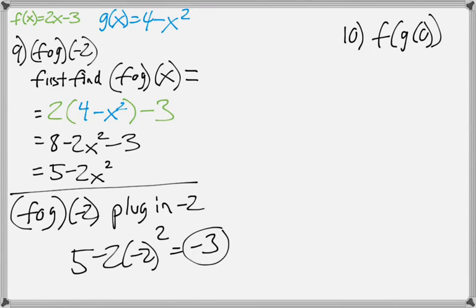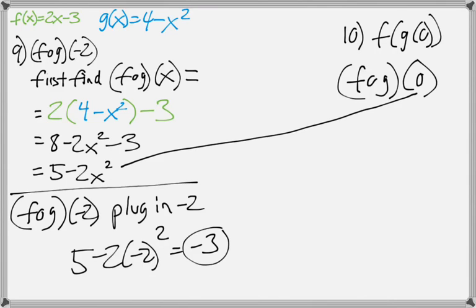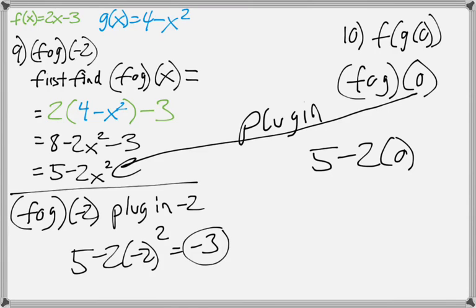Now, we still need to do number 10, but most of the work is already done. So another way of writing this is just f composed with g of 0, which again, this just means that you're plugging in 0 into our f∘g. So you're just plugging this in. So 5 minus 2 times 0 squared, that's just going to be 5. And that'll be your answer.